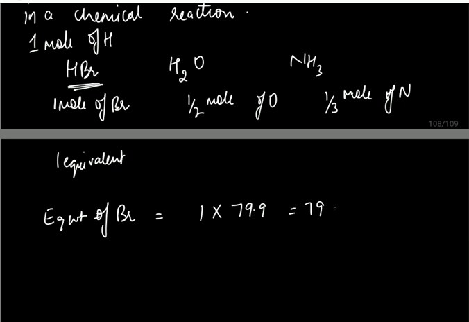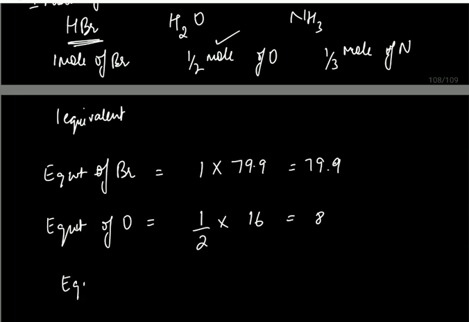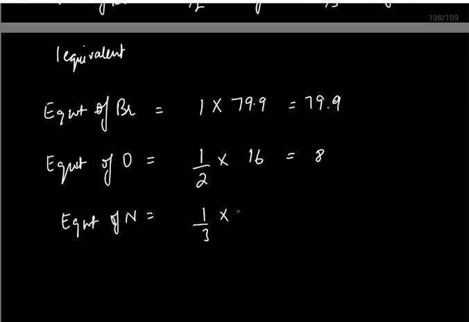So this will be 79.9, right? Then if we go to oxygen, equivalent weight of oxygen, for oxygen it's basically half mole, right? So half into the molecular weight of oxygen, that is 16, so this will be 8. Then the third one, equivalent weight of nitrogen, so over here we said 1 by 3 mole of nitrogen, so again 1 by 3 into mass of nitrogen, which is 14, so this will be approximately 4.6. So these are the equivalent weights that we have calculated.